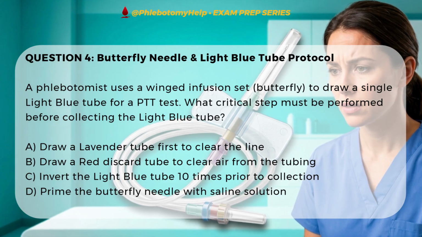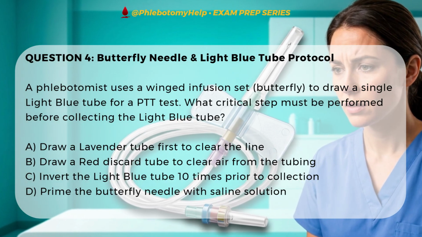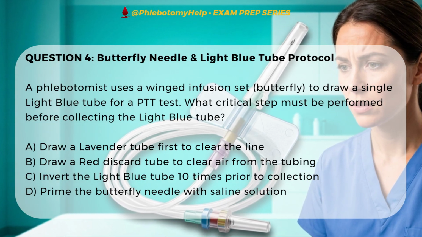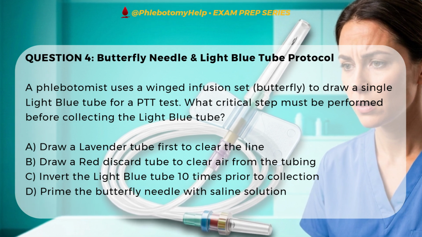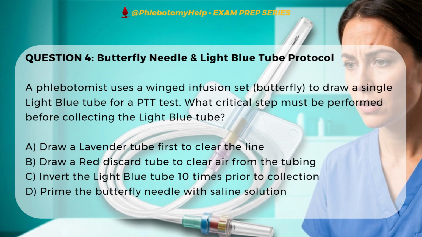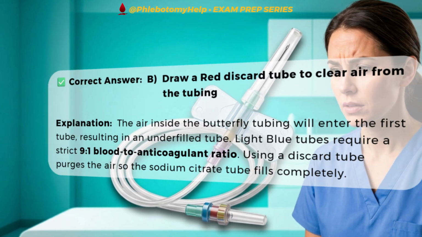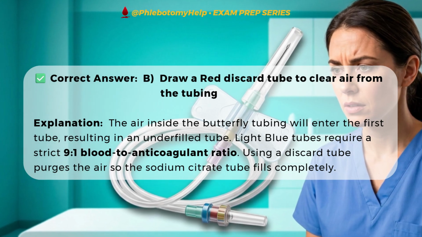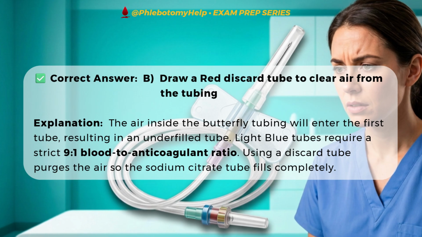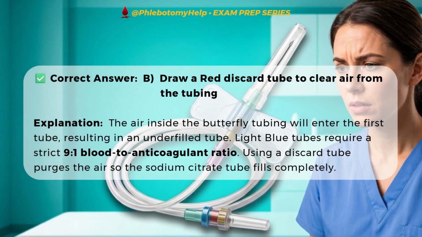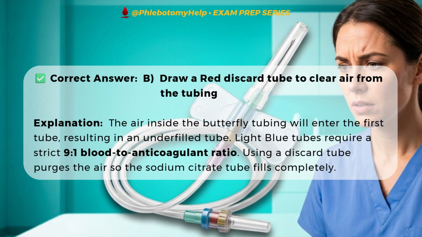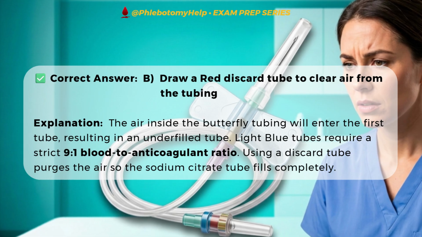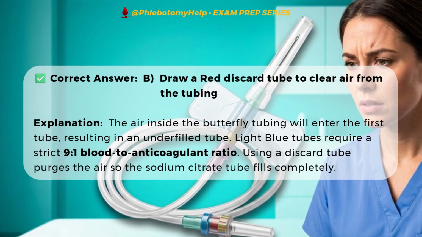Question 4. A phlebotomist uses a winged infusion set to draw a single light blue tube for a PTT test. What critical step must be performed before collecting the light blue tube? The correct answer is B. Draw a red discard tube to clear air from the tubing. The air inside the butterfly tubing will enter the first tube, resulting in an underfilled tube. Light blue tubes require a strict 9:1 blood to anticoagulant ratio. Using a discard tube purges the air so the sodium citrate tube fills completely.